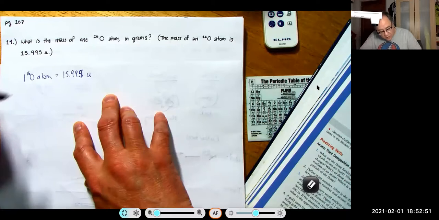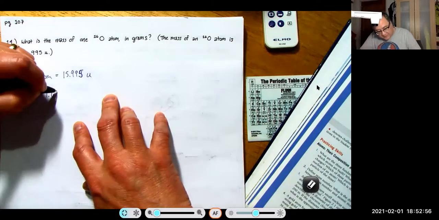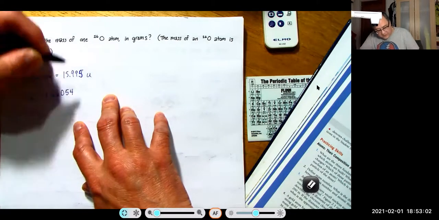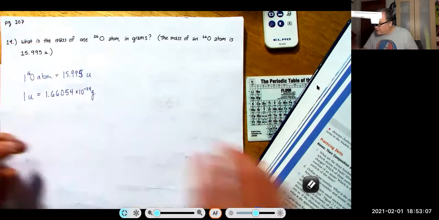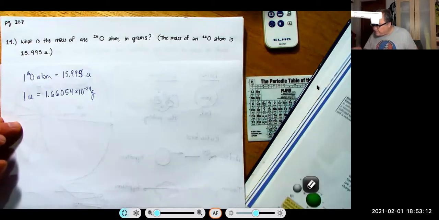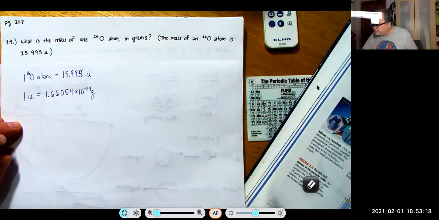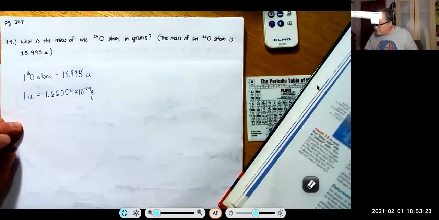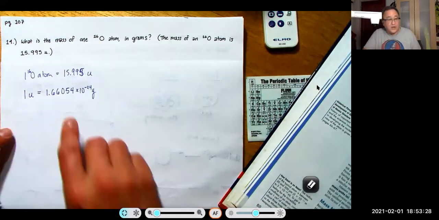We have to know that one atomic mass unit is 1.66054 times 10 to the minus 24 grams. I think that's the value. Let me double check. This is towards the beginning part of the chapter. .66054. So that's one atomic mass unit.